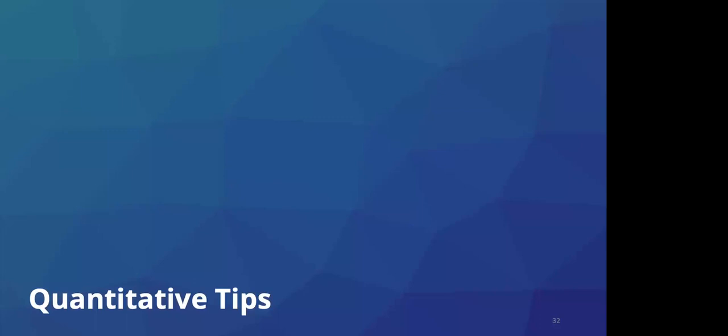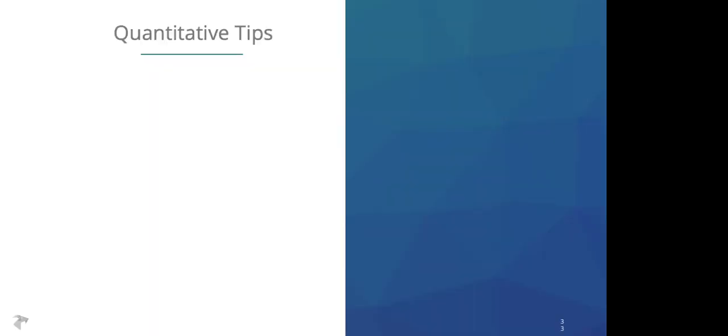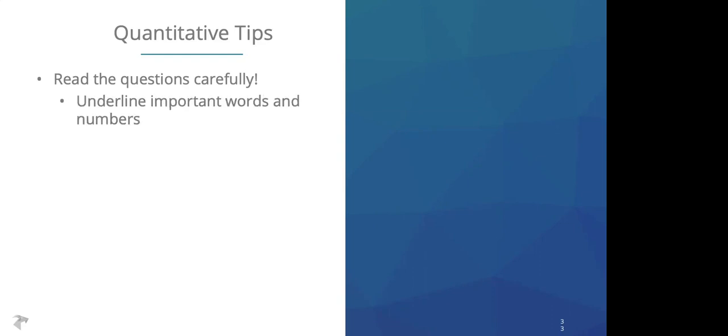Next, we'll go over some helpful tips for the 2 quantitative sections. There are several helpful tips and strategies for math questions. First, be sure to read the question carefully and underline the important information. This includes words and numbers indicating the quantities, relationships, and calculations that you'll need to answer the question. And you'll also want to pay close attention to the units to make sure you're working in the correct units.